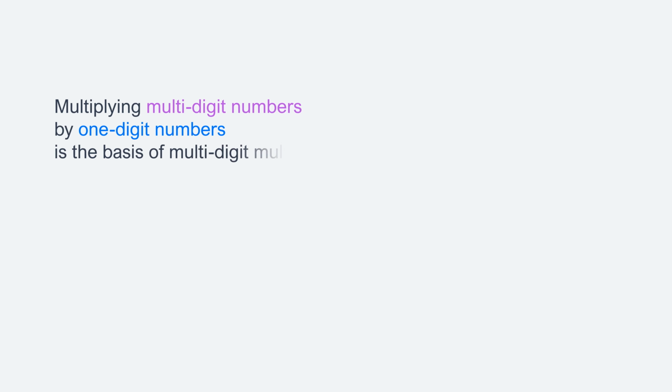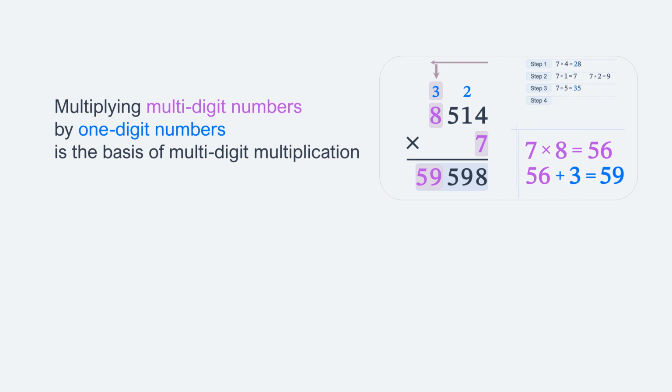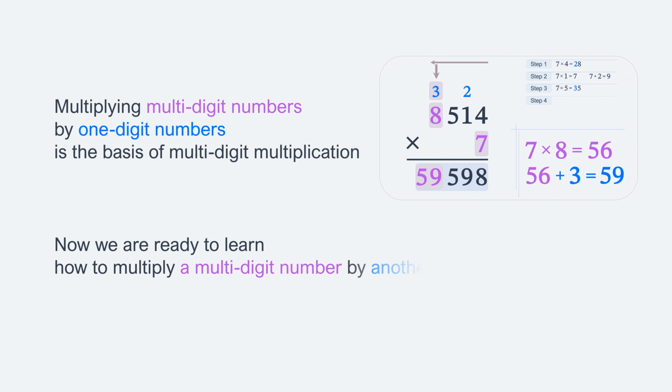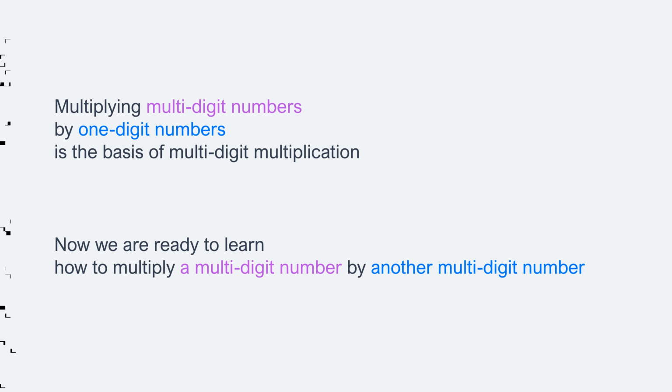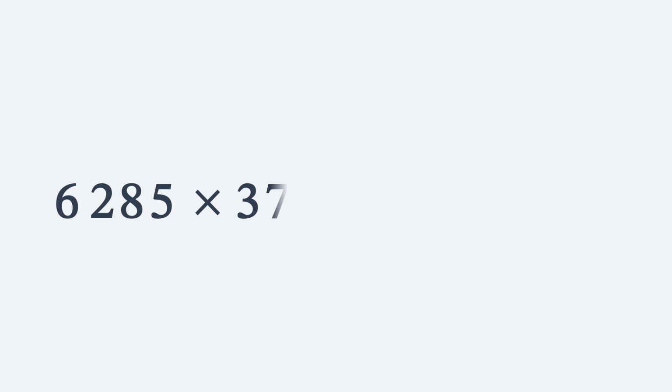All right, we've learned how to multiply multi-digit numbers by one-digit numbers. That is the basis of multi-digit multiplication. So, we are ready to move on to the next section and learn how to multiply a multi-digit number by another multi-digit number. Let's try to multiply a 4-digit number by a 2-digit number. Let's multiply 6,285 by 37.